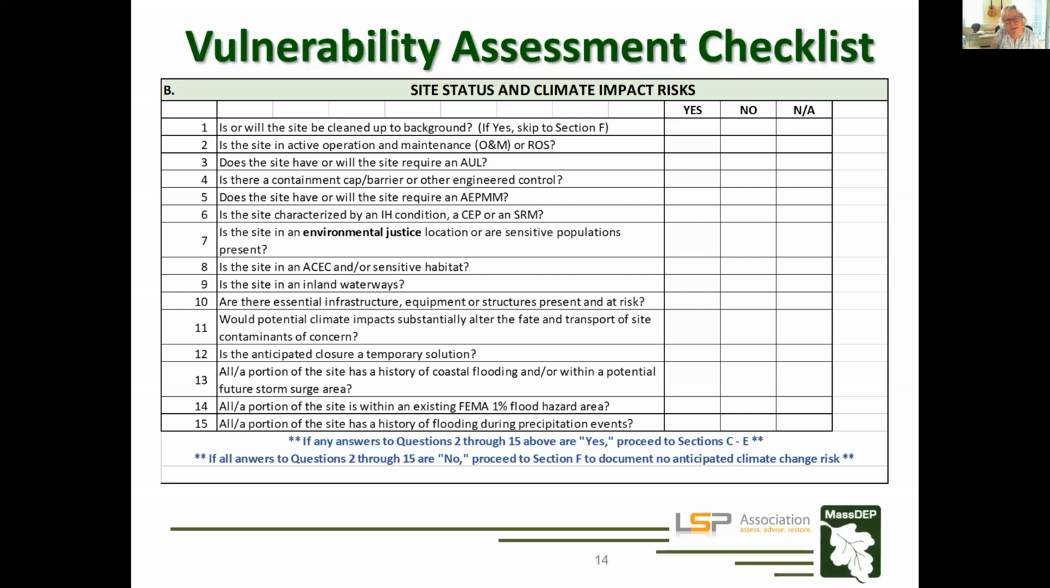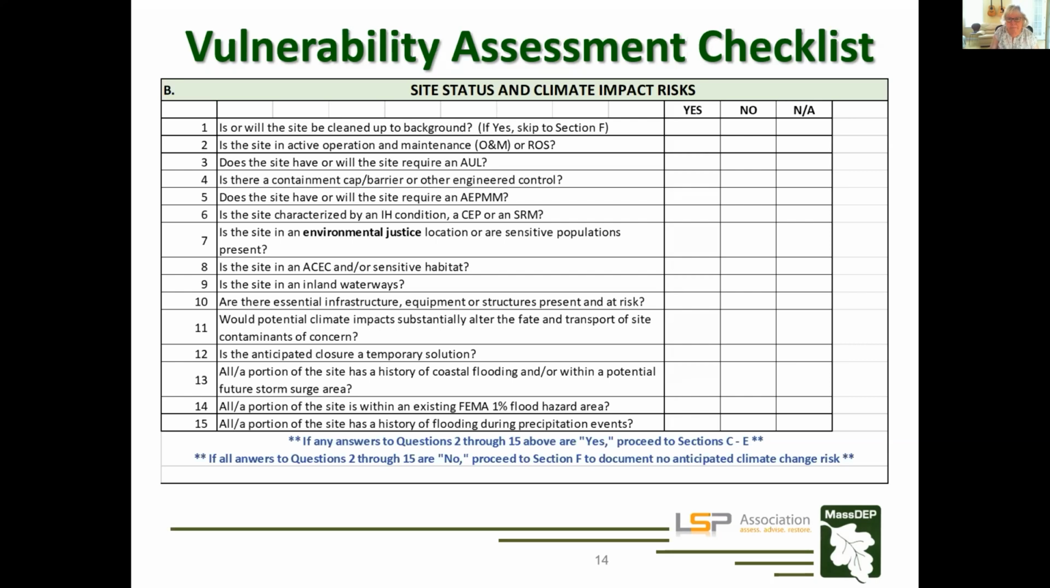It's all questions that have yes and no answers. It's asking you to describe current site conditions and apply LSP judgment in determining whether, yes or no, any of these things apply. If the answers are no when you get through this initial step, then you can stop and just document it in whatever MCP phase report or completion statements you're submitting at the time.